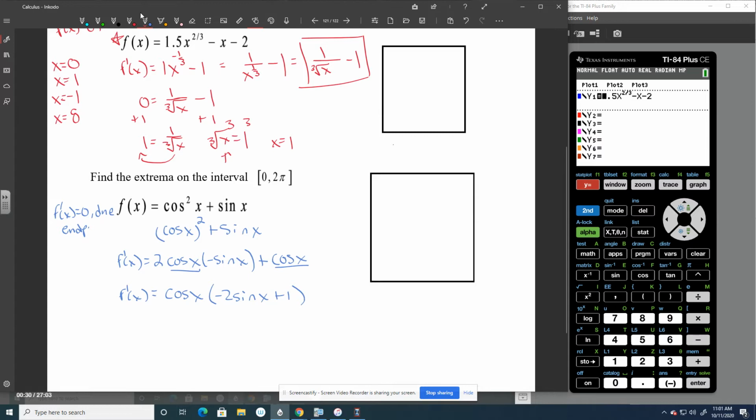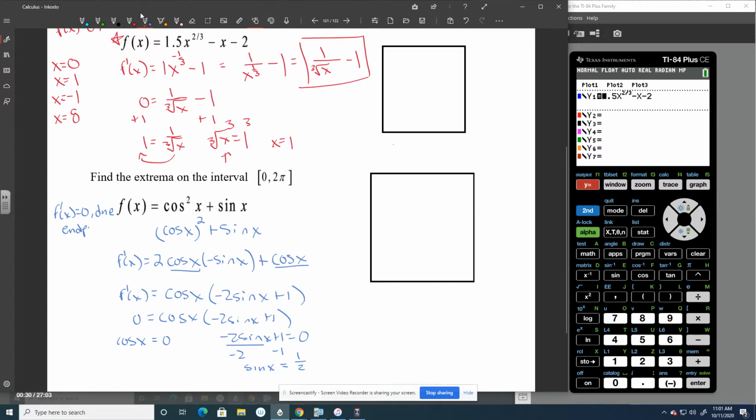So let's go ahead and set this equal to 0: -2 sine of x plus 1. That means cosine of x could be 0, and that also means that -2 sine of x plus 1 could be 0. So if I subtract 1 and then divide by -2 to get sine of x by itself, I end up with sine of x equals 1/2, because the negative is divided by a negative, so it changes to a positive. So what x value makes sine of x equal to 1/2?